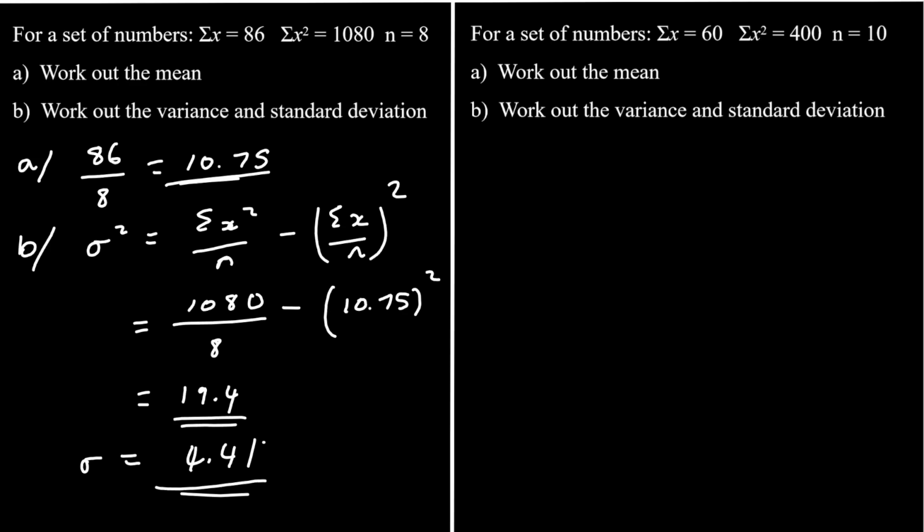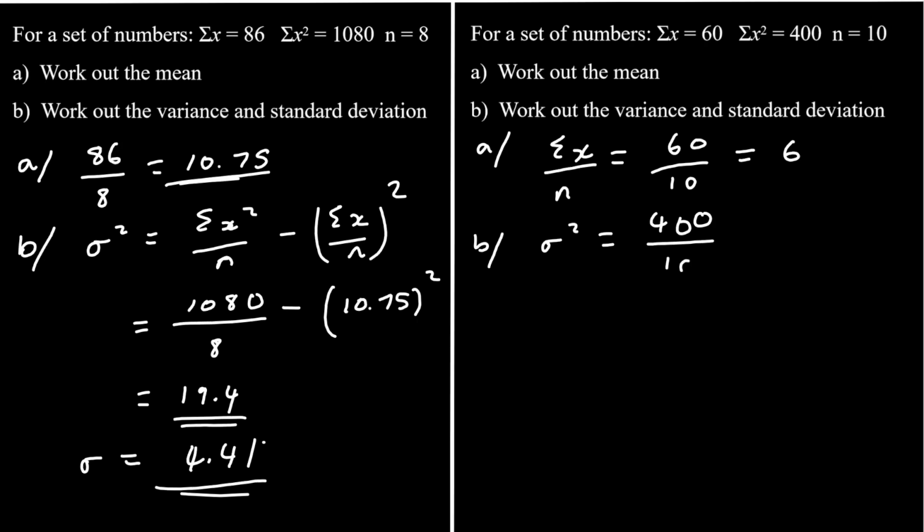And a question for you to try. Try and give it a go. So the mean is all the numbers added up, divided by how many? 60 over 10 is 6. The variance is the mean of the squares. So 400 over 10 minus the square of the mean, minus 6 squared. So 40 minus 36, that's 4. And the standard deviation is the square root of the variance. Square root 4 is 2.